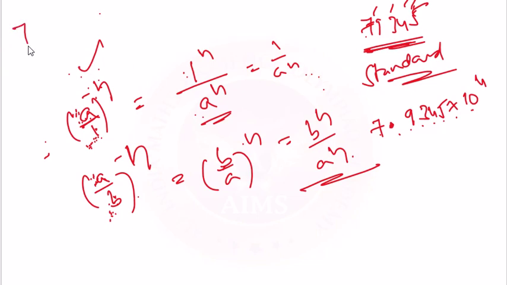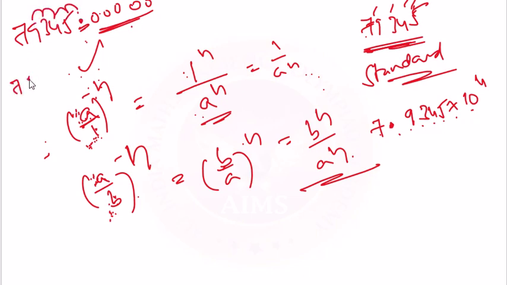Actually, 79345, point after we can keep zeros. But for writing it in standard form, this point we are shifting towards left 1, 2, 3, 4 places. We are keeping here 7.9345. Means as we have shifted 4 places towards left, we can take 10 power 4. We can write 10 power 4 here.